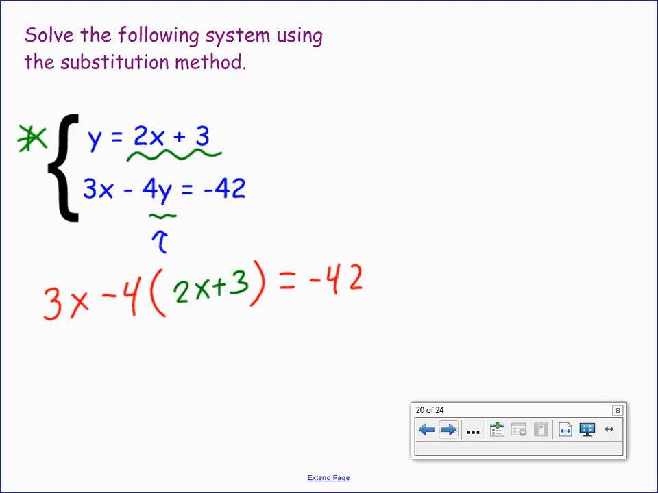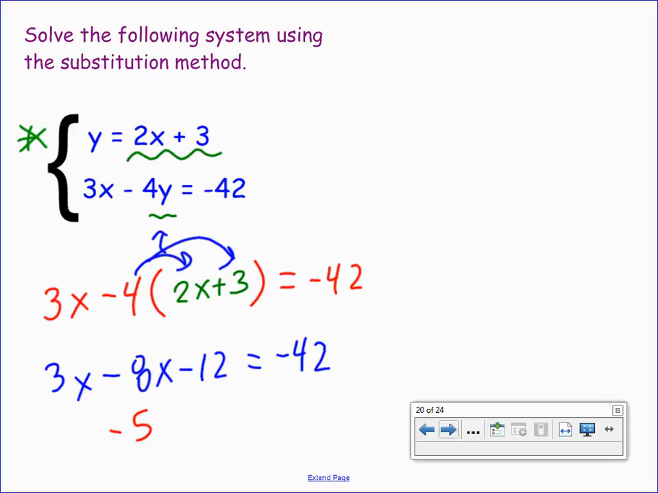Now look, we have a single equation with a single variable. We can now solve for x, and then go back to my original equation where I put the asterisk to figure out what y is, and write my answer as a point x comma y. So let's go ahead and do that. I get 3x distributing through, negative all the way through. Watch you guys. Negative 4 times positive 2x is negative 8x. Negative 4 times positive 3 is negative 12. Watch your signs. Combining like terms, same side, same operation gets me negative 5x minus 12 is equal to negative 42.